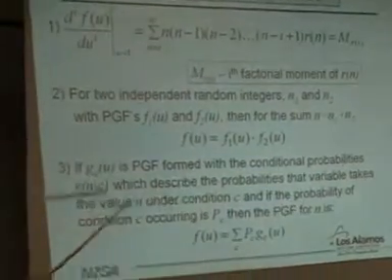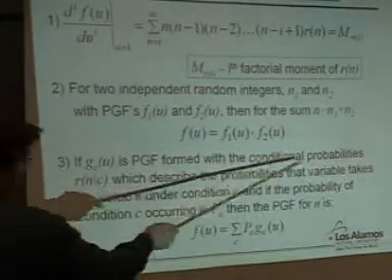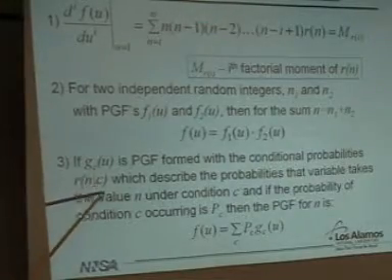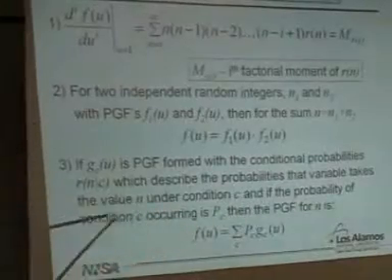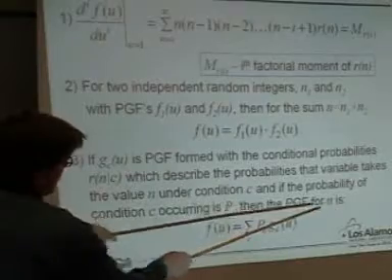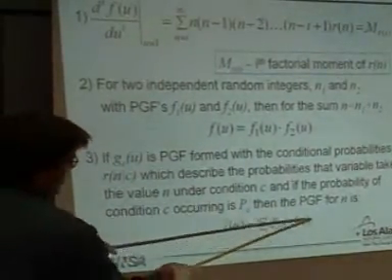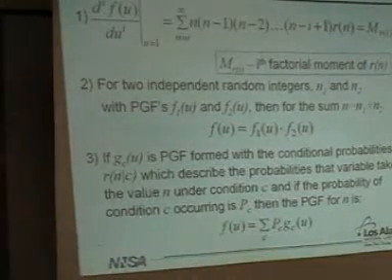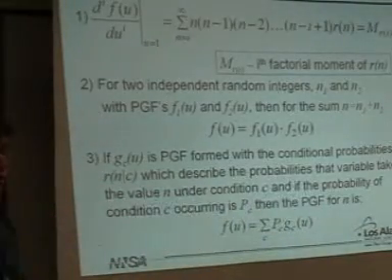The formal definition basically says that if this probability generating function is formed with conditional probabilities, which I'll call R, for the value to be n, based on the condition C, and if the probability for the condition C occurring is P of C, then the probability generating function for n is just the probability that the condition occurs times the probability generating function for the value to be n based on that condition. Okay? This actually appears quite often in the derivation as well.